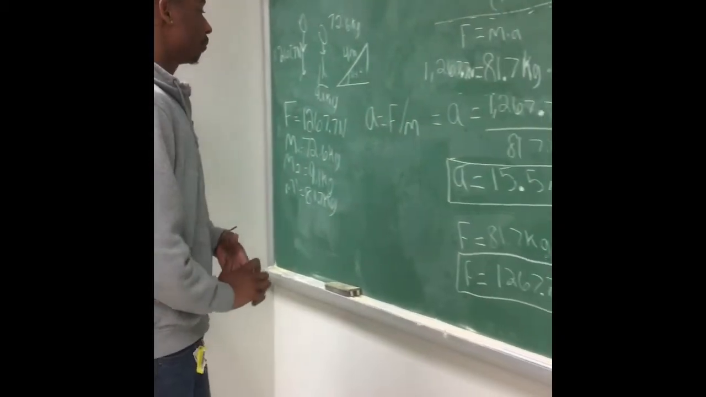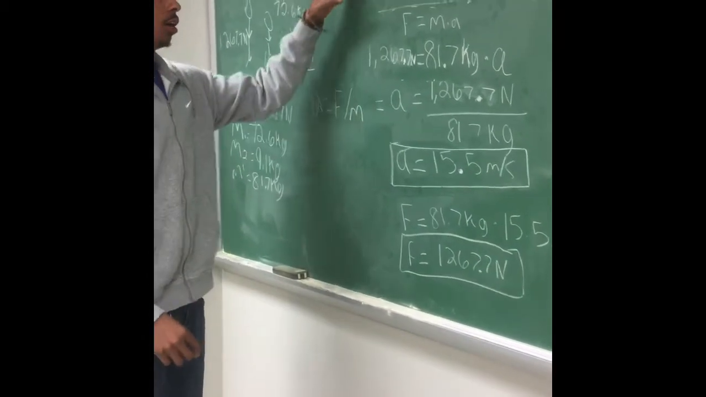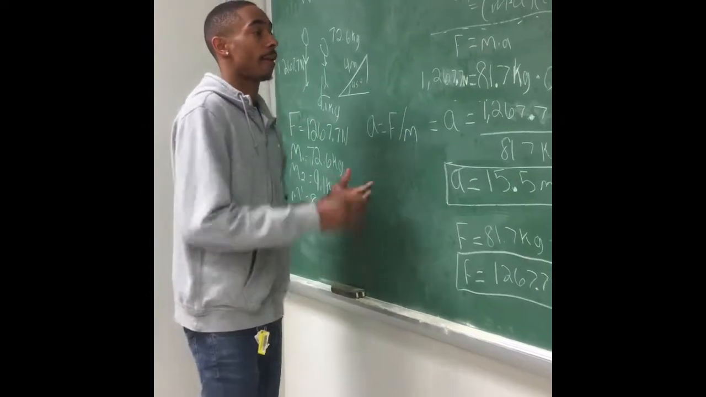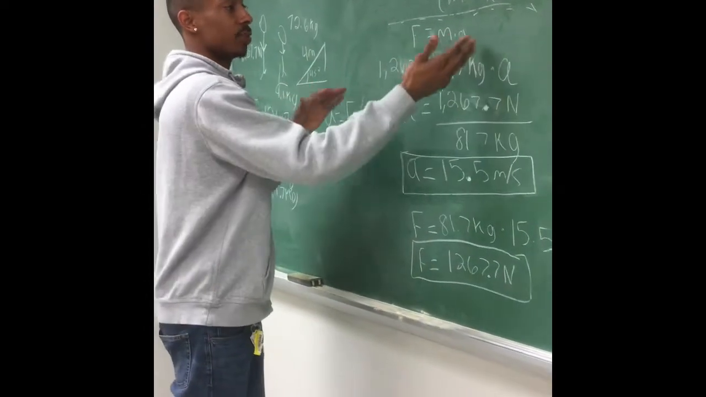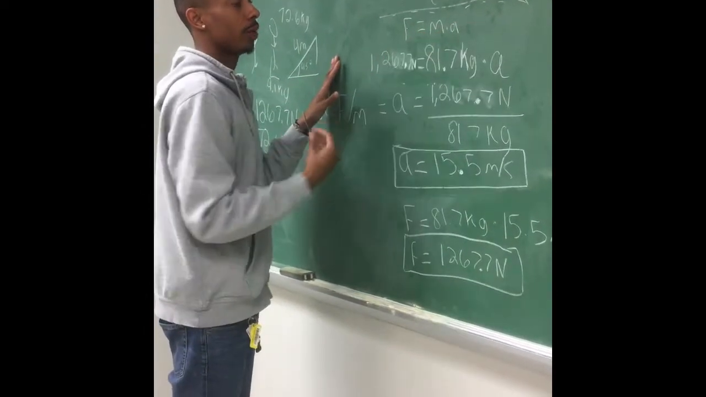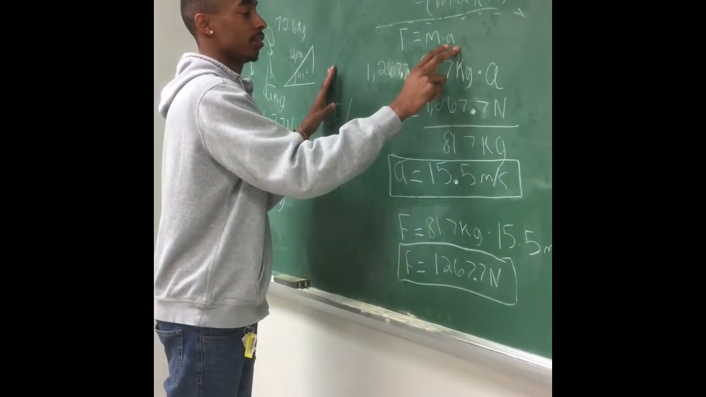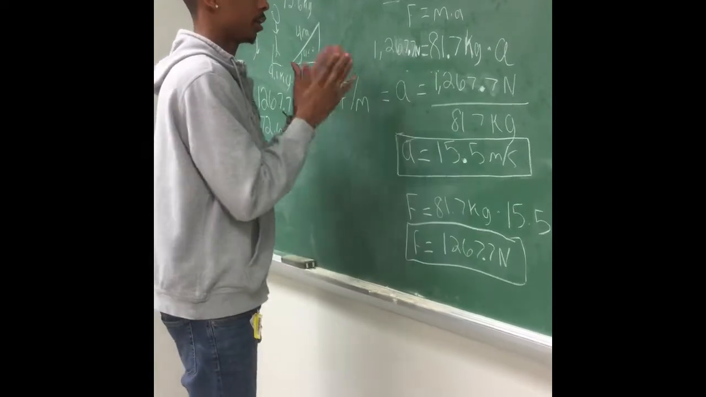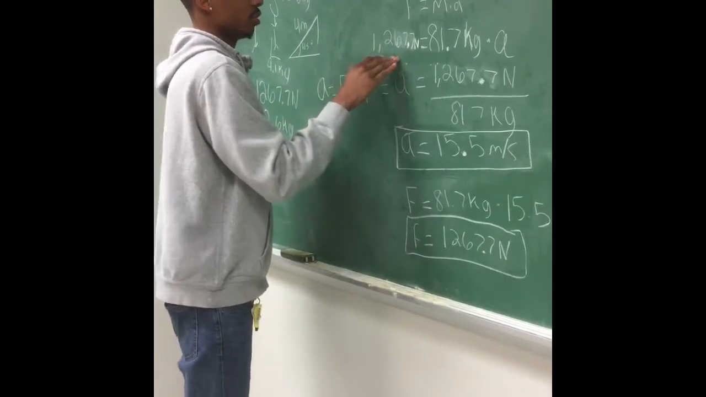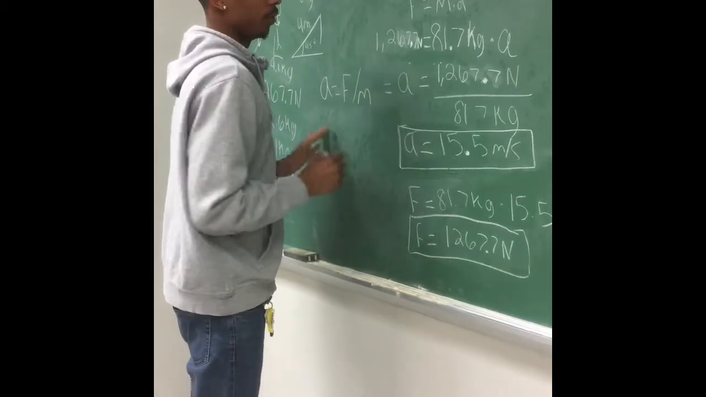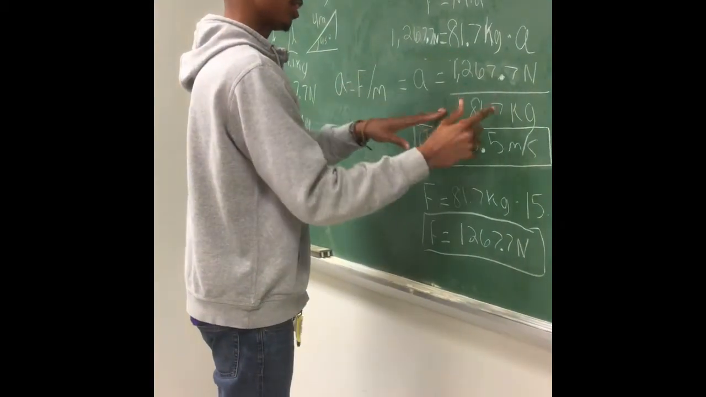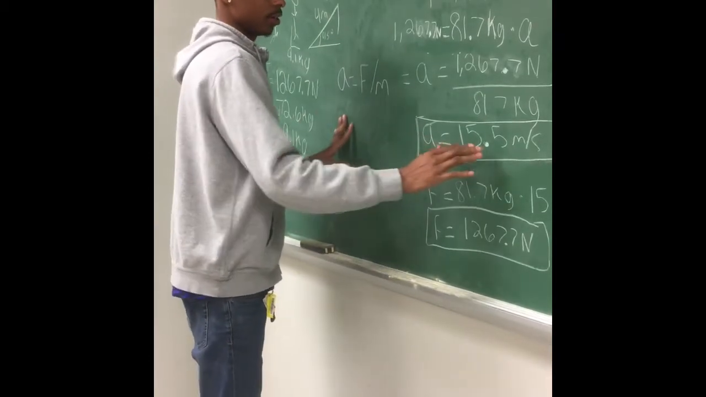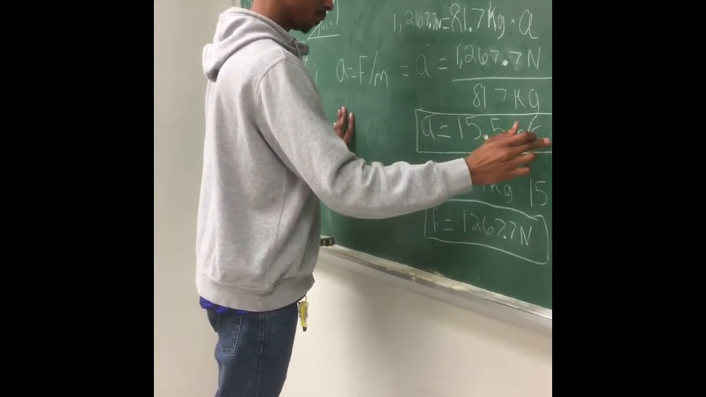To continue the problem, we're given the equation that W equals force times distance. We know that force is equal to mass times acceleration. We're already given a mass, we just didn't have the acceleration. So in our next step to find the acceleration, we took our given force of 1,267.7 newtons and divided it by our mass, which is 81.7 kilograms, which gave us a total acceleration of 15.5 meters per second.